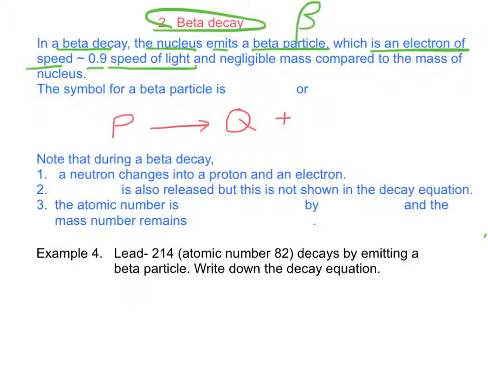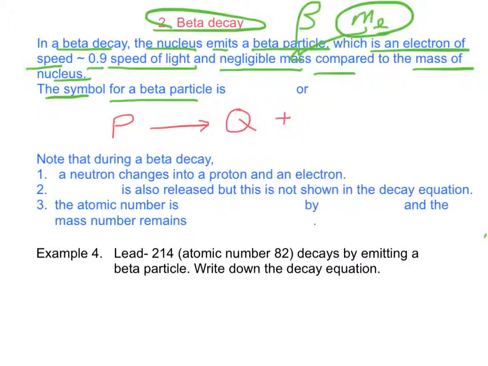And beta particles have negligible mass, which is only the mass of an electron. And the mass of an electron is negligible compared to the mass of the nucleus. The symbol for a beta particle is shown.